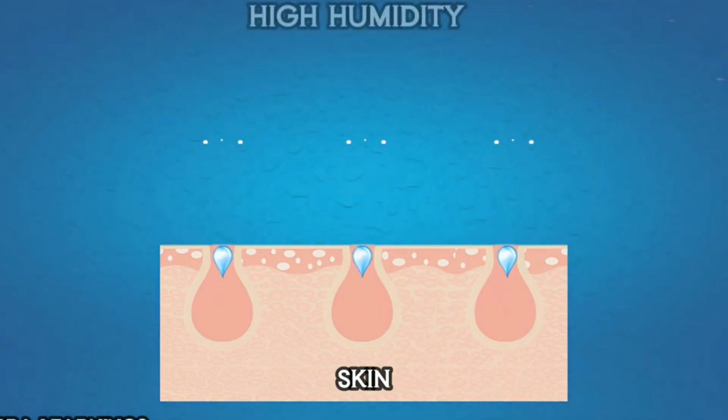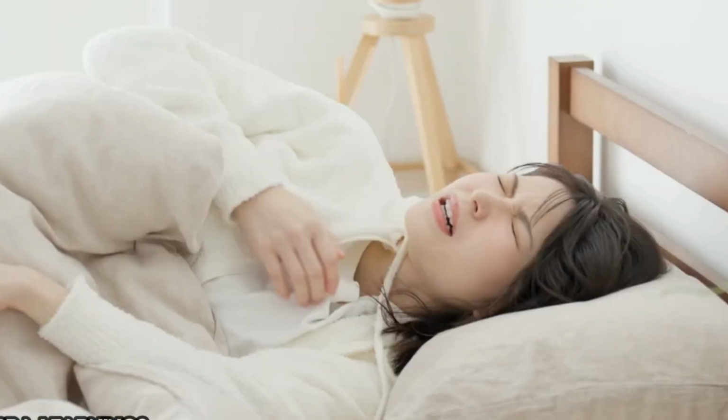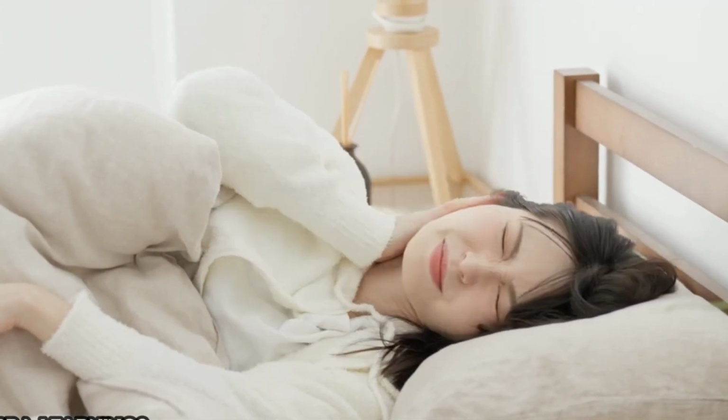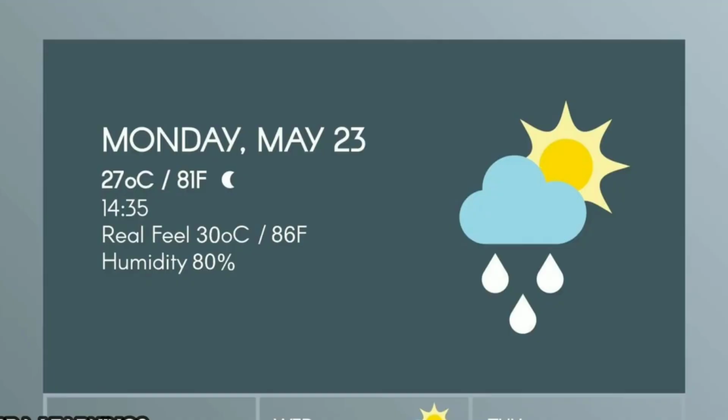However, when the humidity level in the atmosphere is high, the air cannot hold any more water vapor. Therefore, the sweat cannot evaporate, and it remains on our skin. This prevents our body temperature from decreasing, and makes us feel sticky, due to the sweat remaining on our skin. This is why weather reports often say it feels like 30 degrees Celsius, even when the actual temperature is 27 degrees Celsius, due to the high humidity. This is how high humidity affects our body temperature.